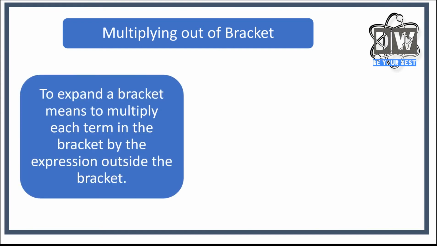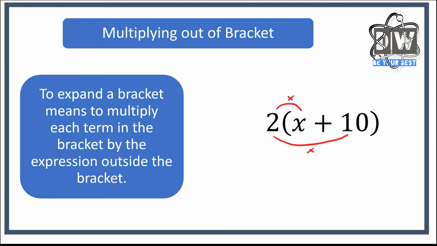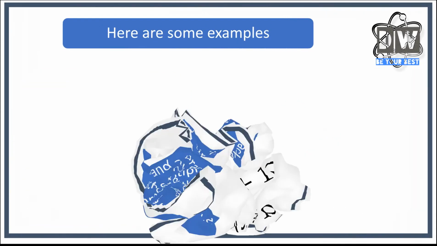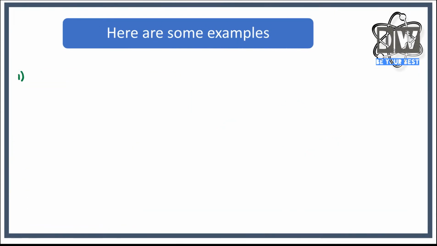What do we do? Expanding a bracket means to multiply each term in the bracket by the expression outside the bracket. This is for normal ones, where we would times all those items inside by the number outside. When we have them back to back, it's about timesing everything inside this bracket by the numbers, or the letters, inside this bracket. So we're going to go over that now, but do not worry, it really is nice and straightforward as long as we take it one step at a time.